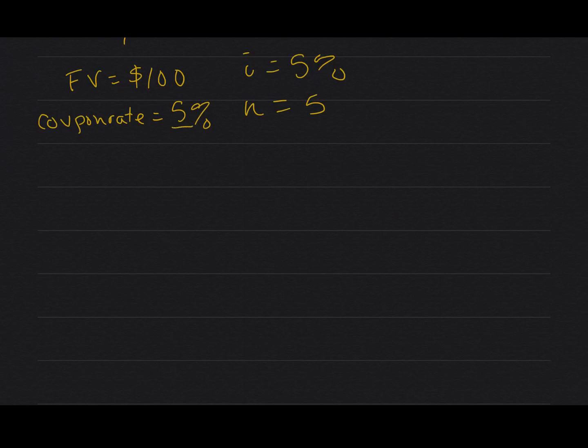Now, I've made this easy for us. I've set our coupon rate equal to yield to maturity. That's going to allow us to quickly find the present value or price of this bond, because price is going to equal face value in this example.